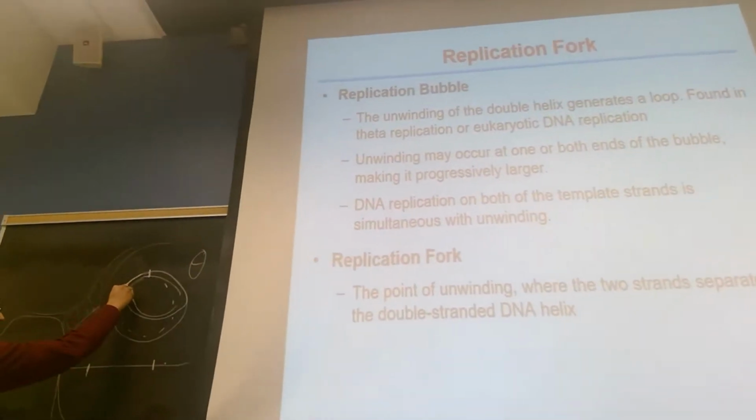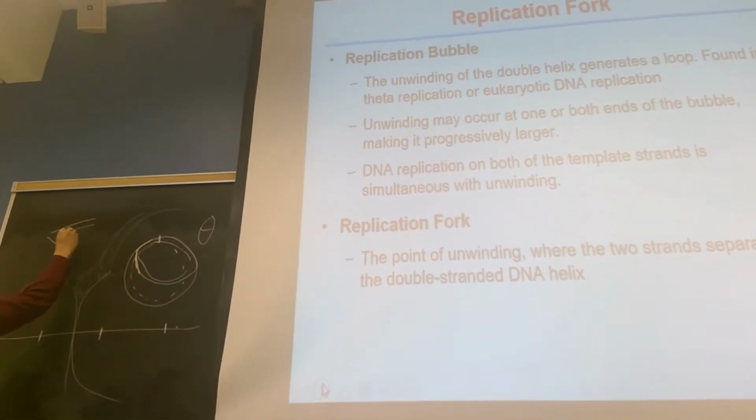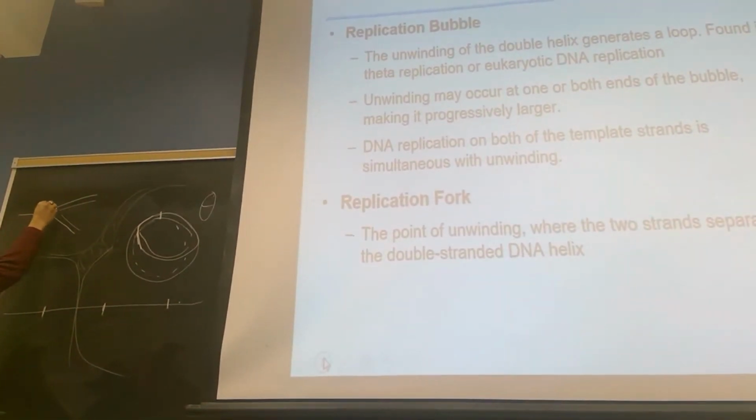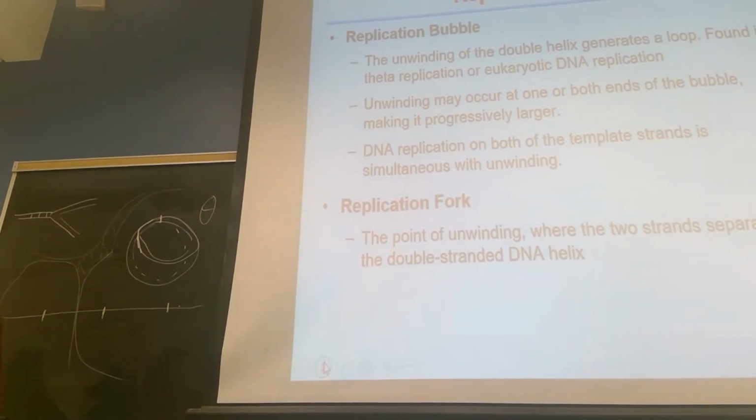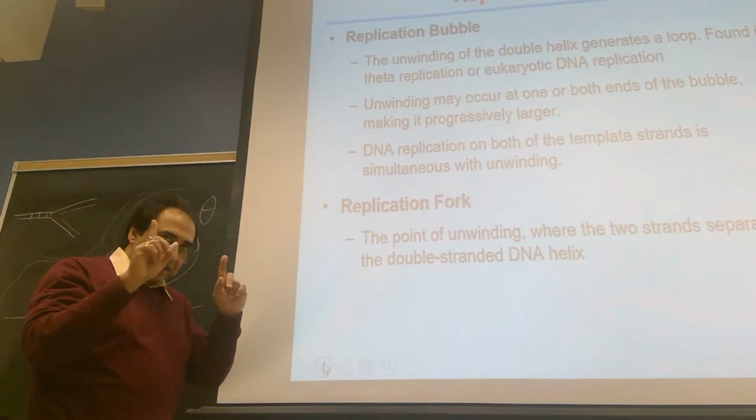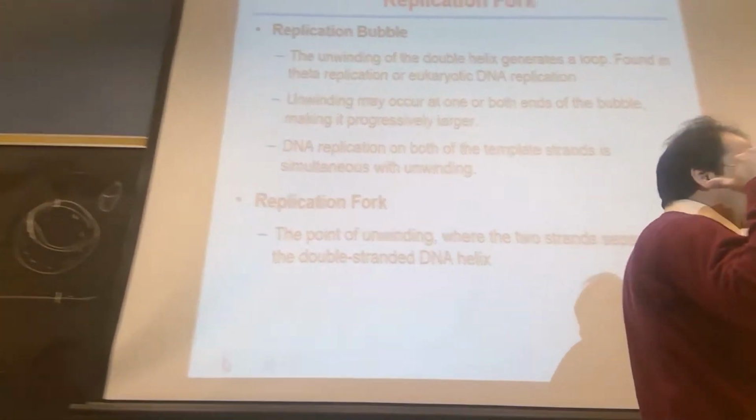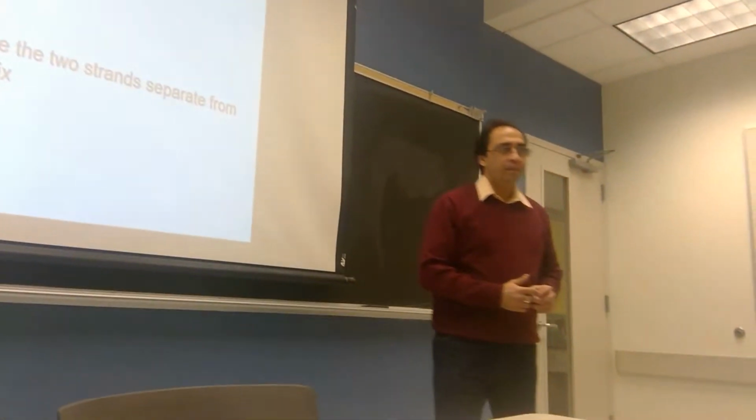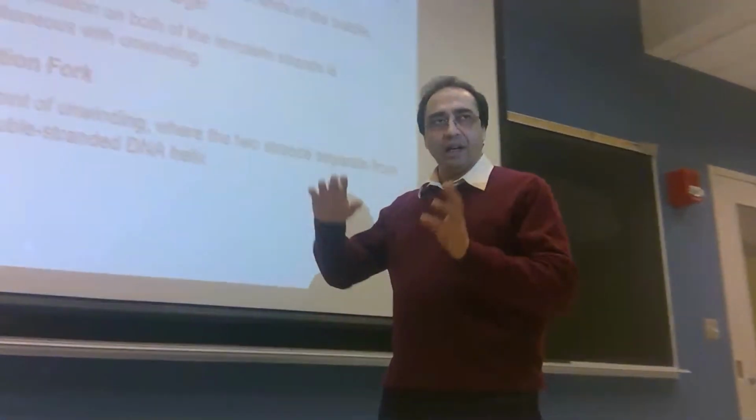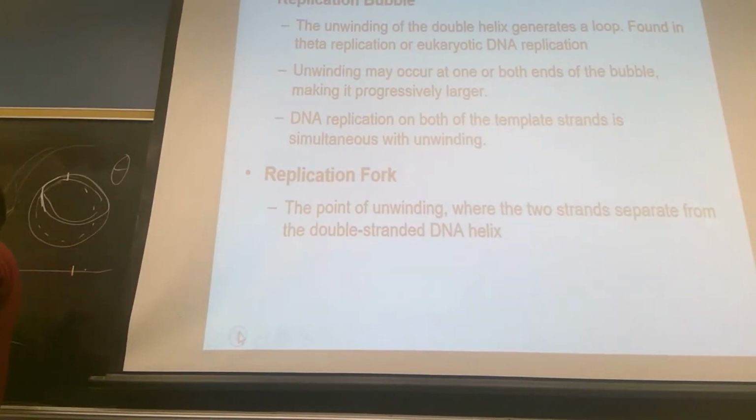As this is going on, at a certain point, DNA looks like this. The new DNA is forming here, and this is the original older DNA. So it is like a fork-like structure at a certain part of the DNA where replication is going on. That fork-like structure is called replication fork. So there are two things. One is a replication bubble, another is a replication fork.